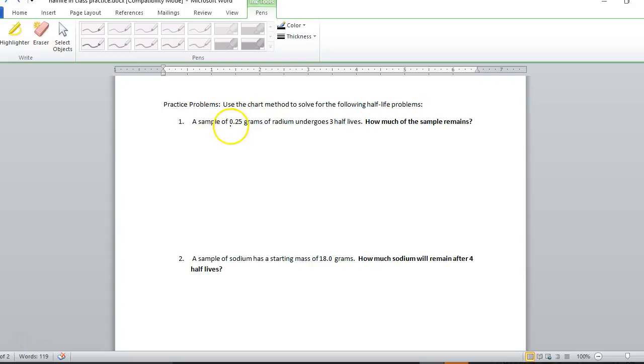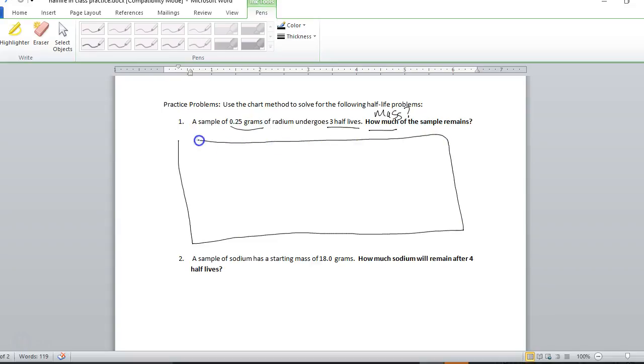So a sample of 0.25 grams of some radium isotope undergoes 3 half-lives. How much of the sample remains? So how much meaning the mass. So mass, question mark. Okay, so we can set up a chart here, where we're taking note of the mass we're working with. We're taking note of the time that has passed, if there was a half-life time given to us, which in this case we won't really need. So we can ignore this middle column here.